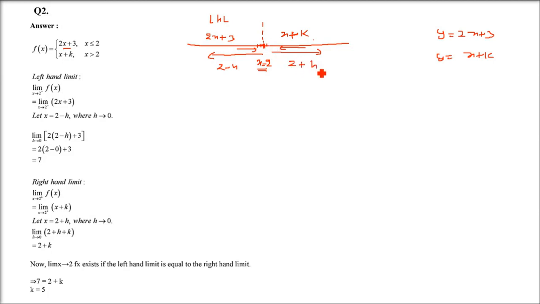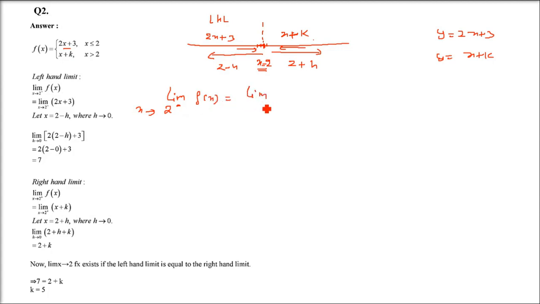Means about h distance from 2. So 2 plus h we are going to put. So let us take left hand limit and right hand limit. 2x plus 3, and this you have x plus k. So left hand limit, you see, limit x tends to 2 minus. So we have 2 minus from the left hand side.